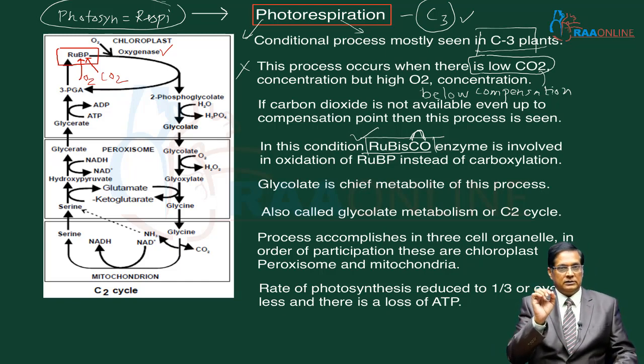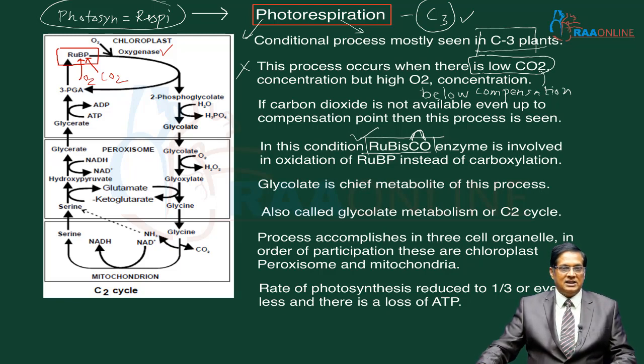So, conclusion, that is special and conditional oxidation of RUBP in presence of light when there is a low carbon dioxide and high oxygen concentration. Better to say carbon dioxide is below compensation point. In that case, RUBP oxidizes, and this entire process is known as photorespiration.